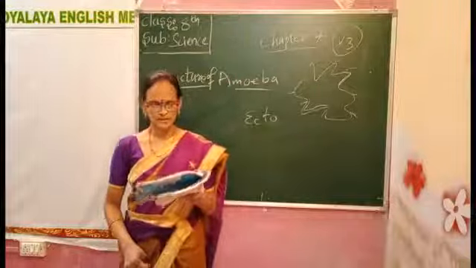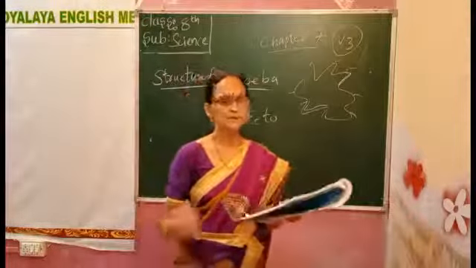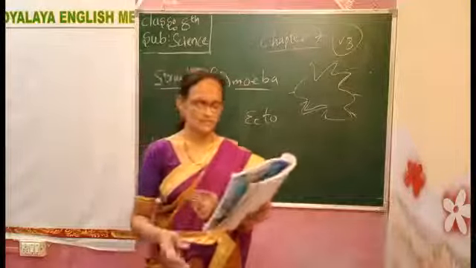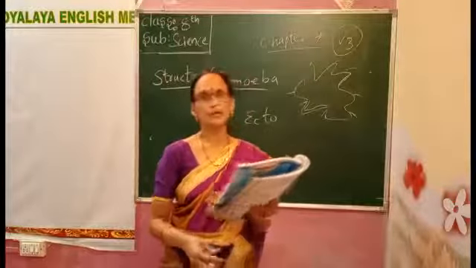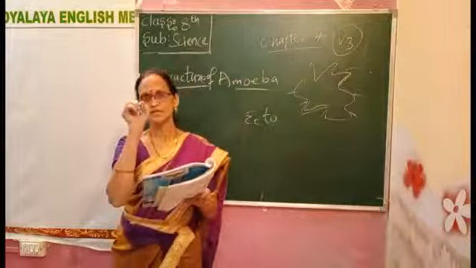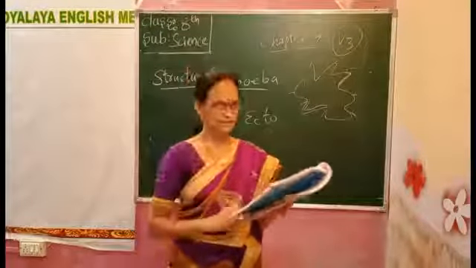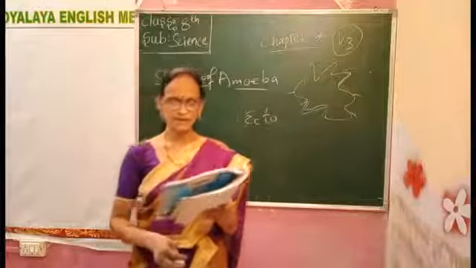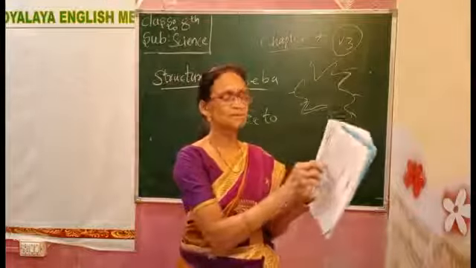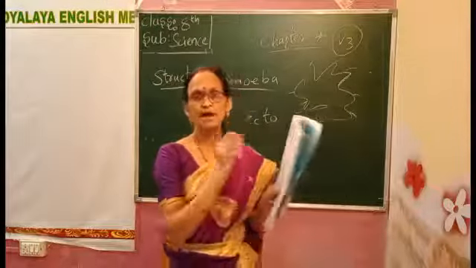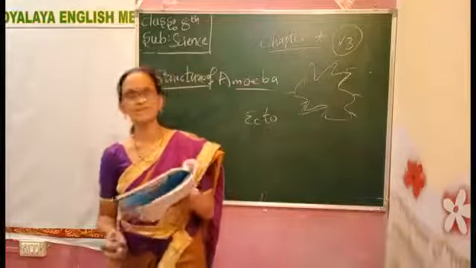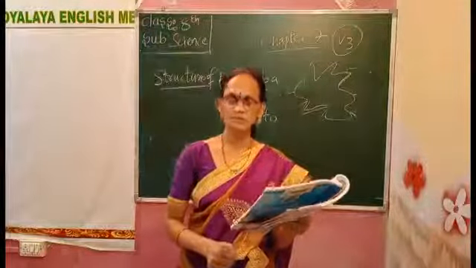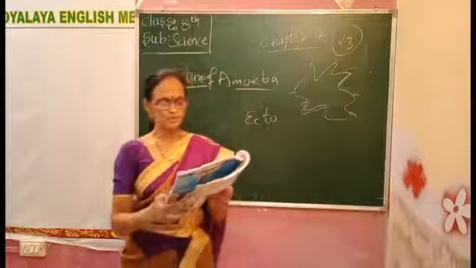Next, endoplasm. Endoplasm is the inner part. It is viscous, transparent, and granular. The endoplasm appears granular and darker in color. These granules are also dark in color due to the presence of reserved food.